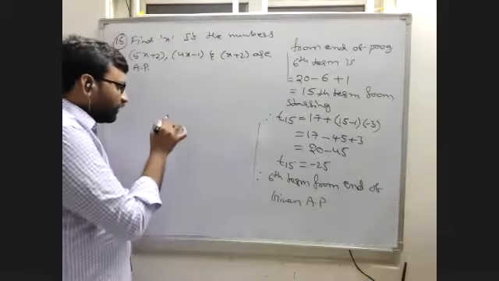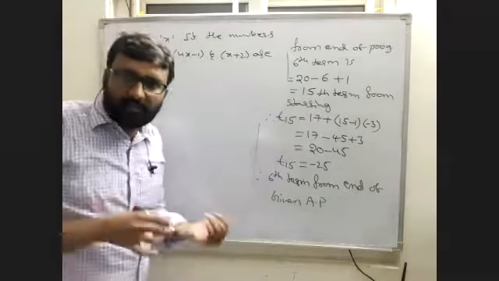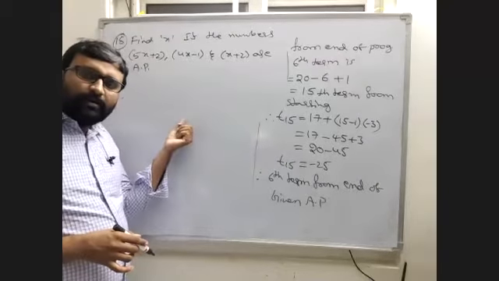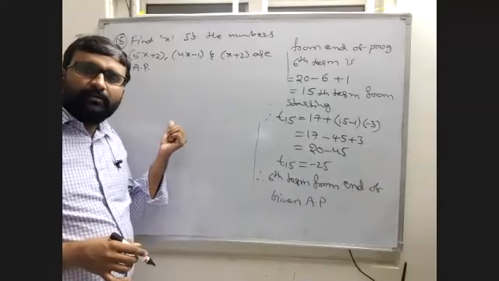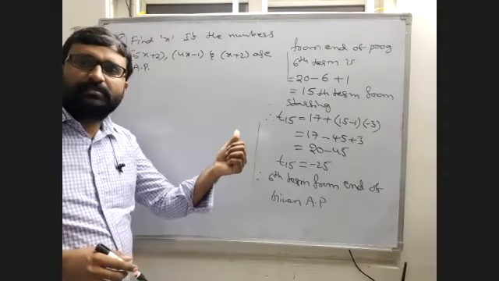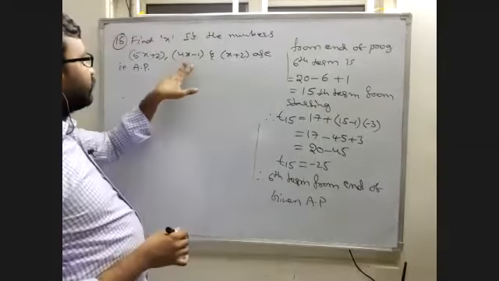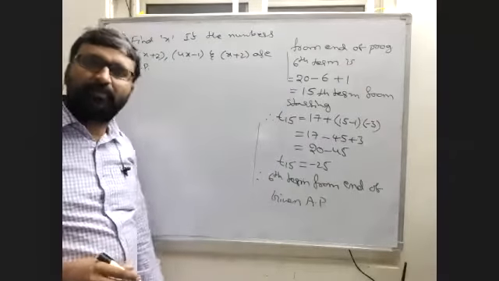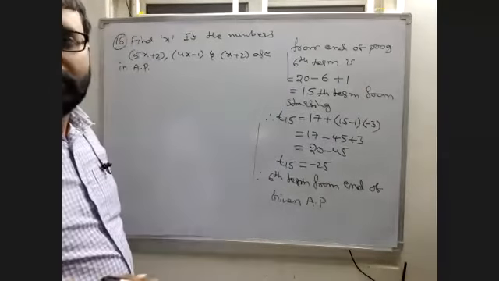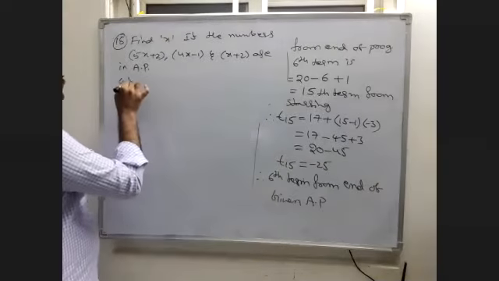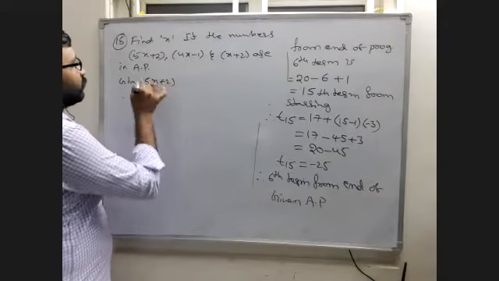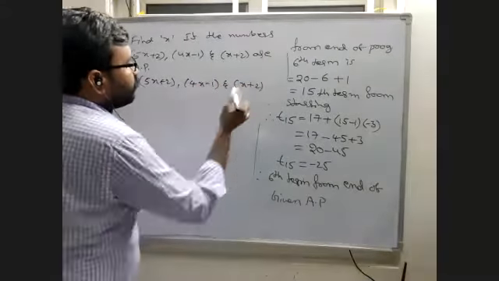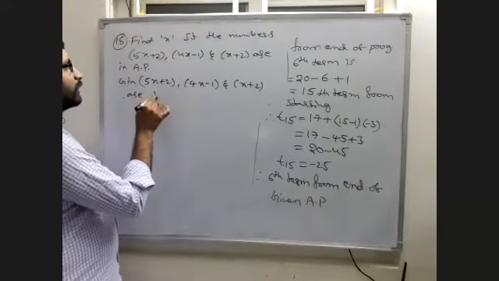We know if 3 or 4 or 5 numbers, if the given numbers are in AP, the difference between the number and preceding number for all sequence is same. So if you find the difference between these two and between these two, they are always equal, that is the common difference is equal. By using that condition, we can solve this. Given 5x plus 2, 4x minus 1 and x plus 2 are in AP.